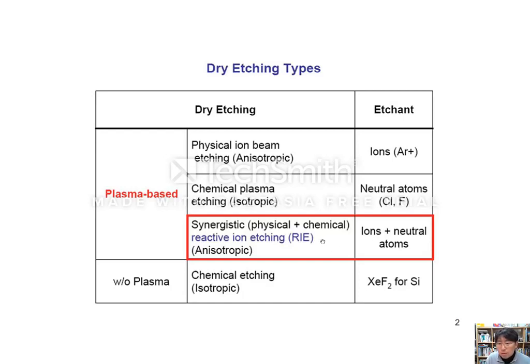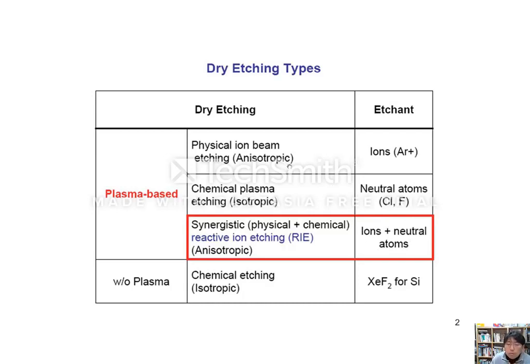We're going to have more details, but for each type of plasma-based etching, we have a different etchant. We use the momentum of ions to etch the surface of the substrate or materials. In chemical plasma, we use neutral atoms, and for the synergetic way we use the ions and the neutral atoms together.